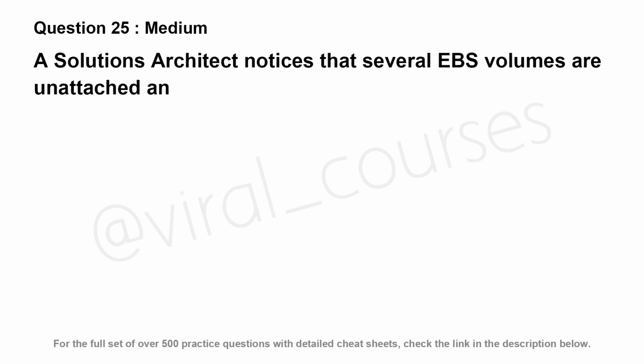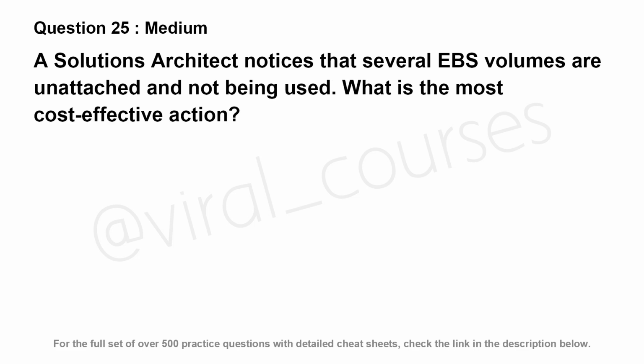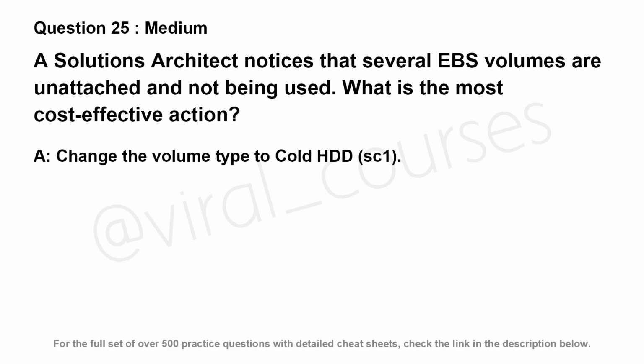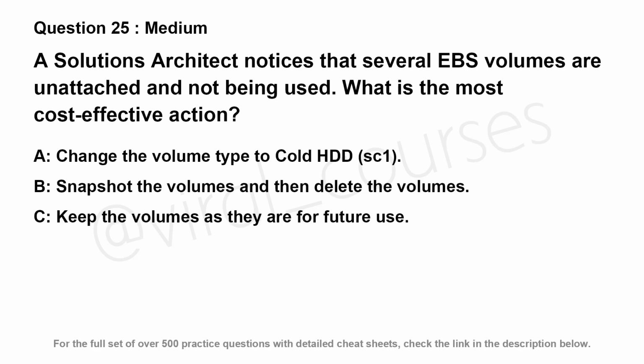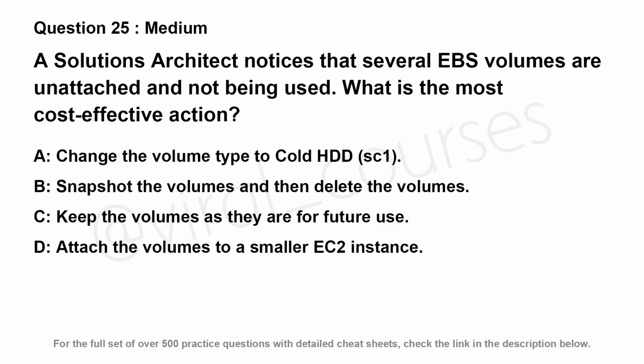A solutions architect notices that several EBS volumes are unattached and not being used. What is the most cost-effective action? Option A. Change the volume type to Cold HDD, SC1. Option B. Snapshot the volumes and then delete the volumes. Option C. Keep the volumes as they are for future use. Option D. Attach the volumes to a smaller EC2 instance.